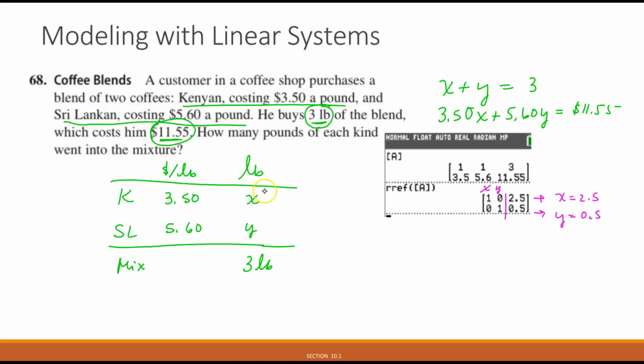Okay, so x was the pounds of Kenyan, so we're looking at 2.5 pounds of the Kenyan coffee. Y was the pounds of the Sri Lankan, so we're going to say 0.5 pounds of the Sri Lankan. And there's our solution.